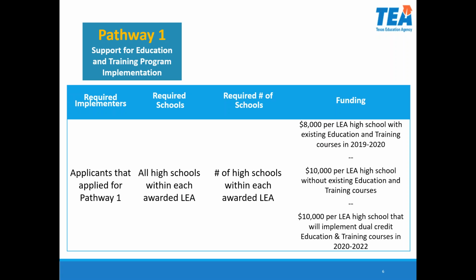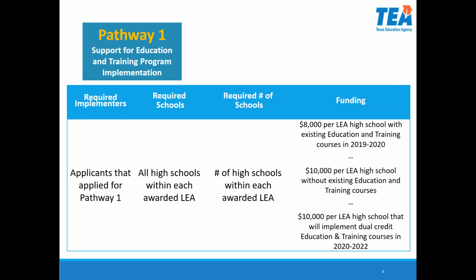To further support the implementation and growth of education and training courses, and to ensure that they are available for all students in the LEA, Pathway 1 applicants must also include funds in their budget of either $8,000 or $10,000 per high school to establish or expand their CTE education and training program. The amount is dependent on the offerings of education and training courses at each high school within the participating LEA.